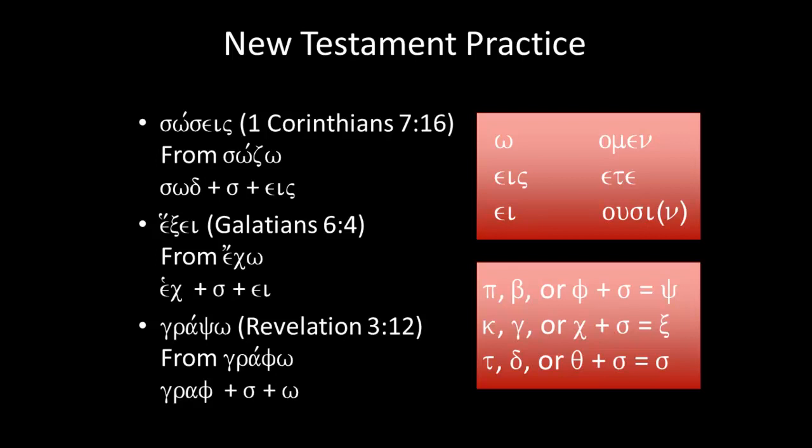So that's it on the future active indicative. What would you say are the two big keys to future? One of them is sigma, and then the other would be the number one endings. Sigma plus number one endings: o, eis, ei, omen, ete, ousi.